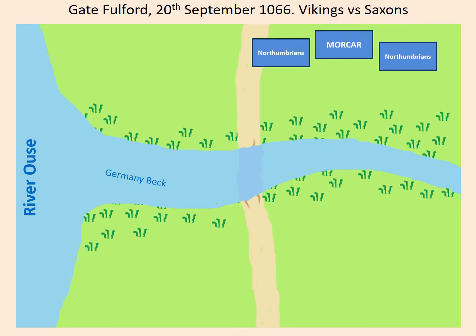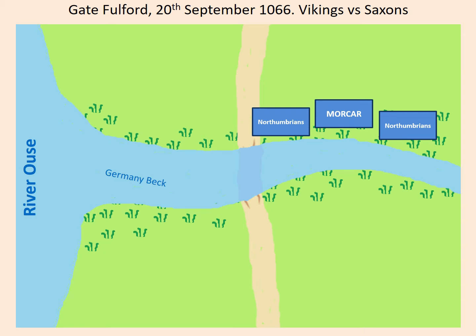Let's consider the Saxon deployment first of all. On the right hand side we have got the Northumbrians led by Earl Morcar. We've heard his name before. He was the son of Earl Elfgar of Mercia. And then we have the Mercians, who are led by Edwin.